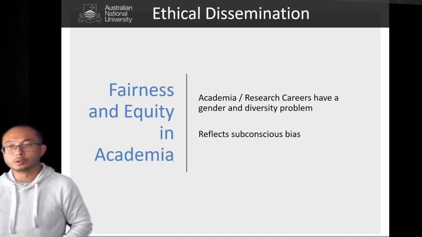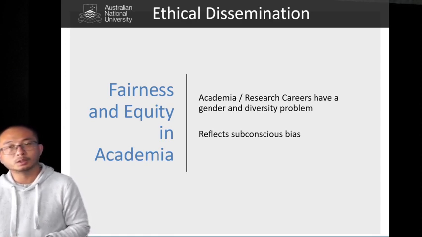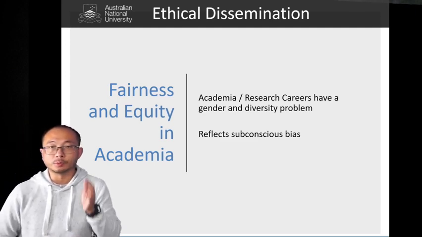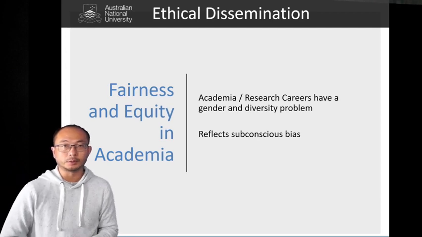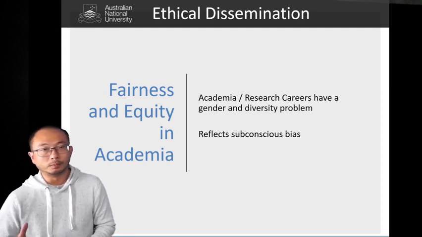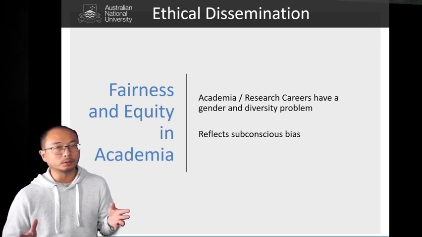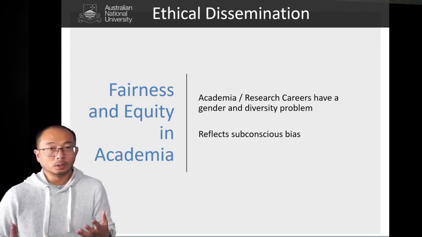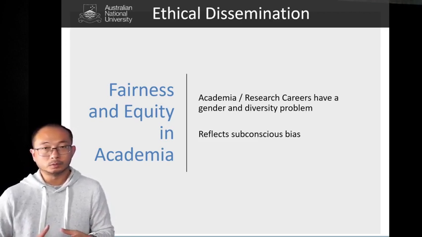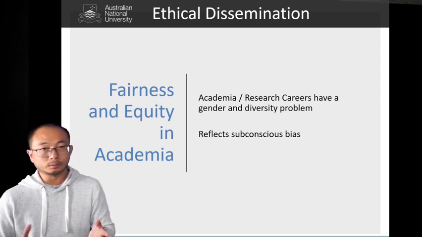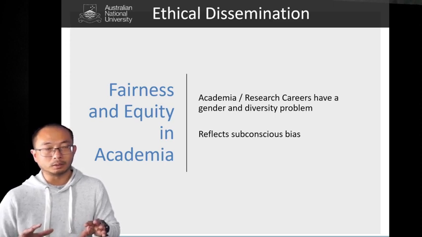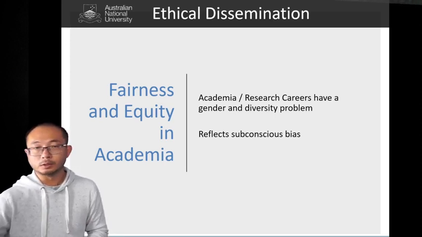So I'm moving past the actual act of publication, and talking about fairness and equity in academia a little bit. We have known for a long time that academia and research careers have a gender and diversity problem. This results in a high level of unconscious bias in decision making, not just within the research itself, but also in research-intensive institutions like universities.